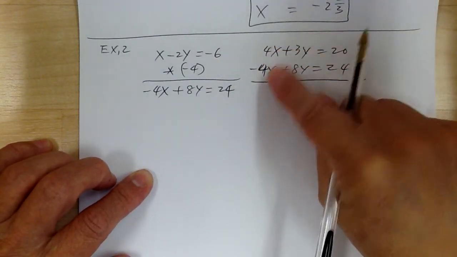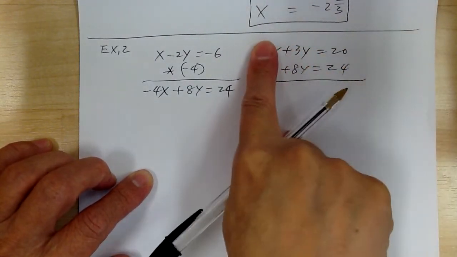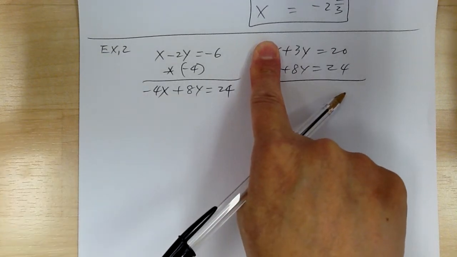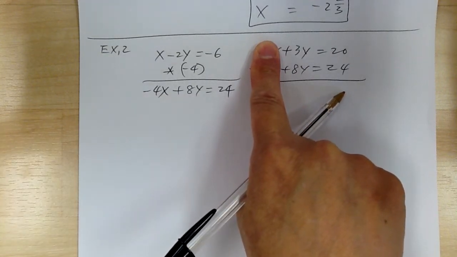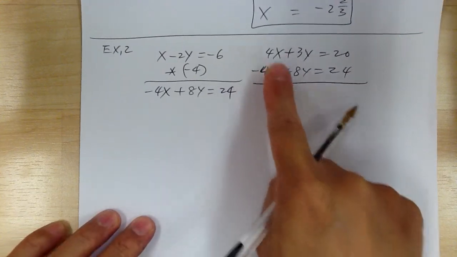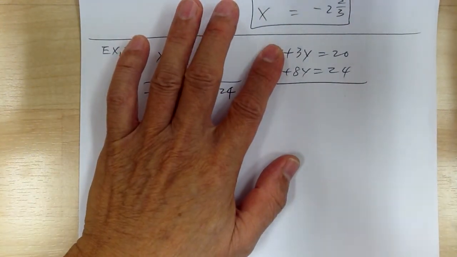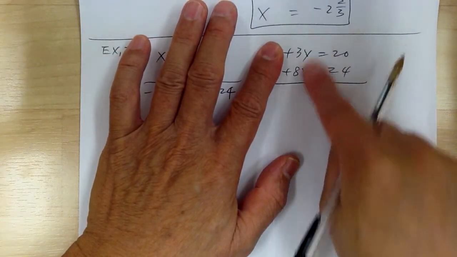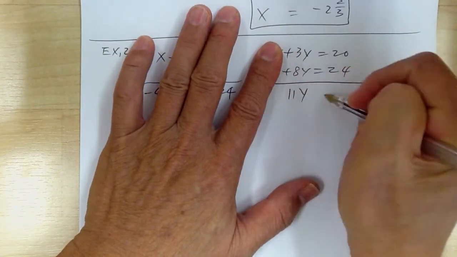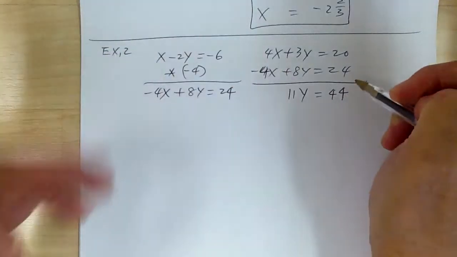So again, when you add 4x plus negative 4x, they cancel out. So again, that's a key concept for this technique. Make one of the variables opposite, so when you add, they cancel out, because you cannot solve with two variables. So you have to make one of them cancel out so that you have only one variable left. And so now you can solve, right?